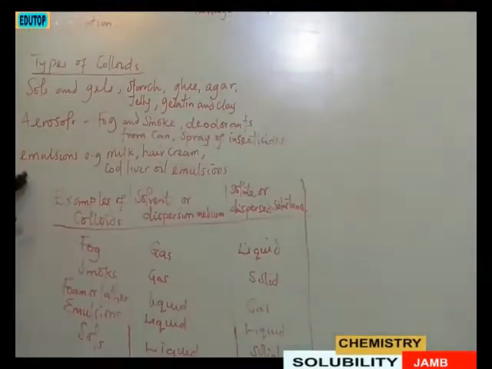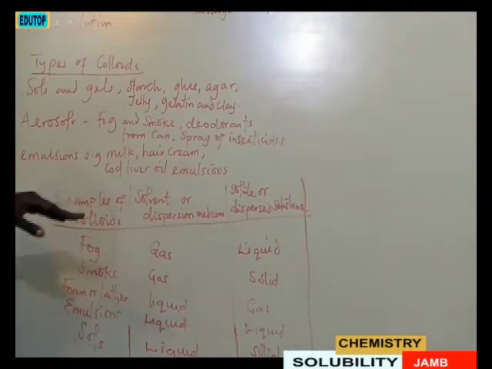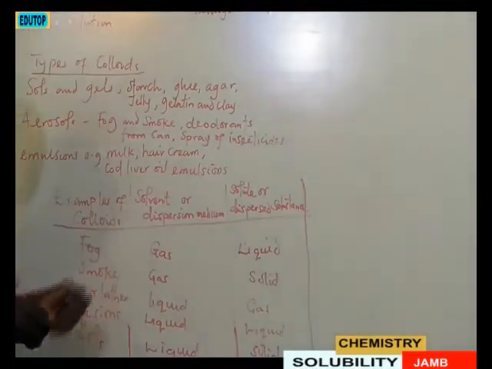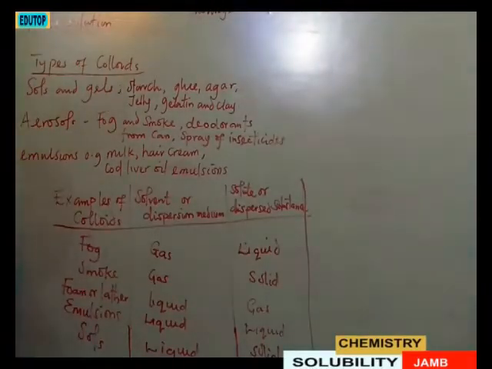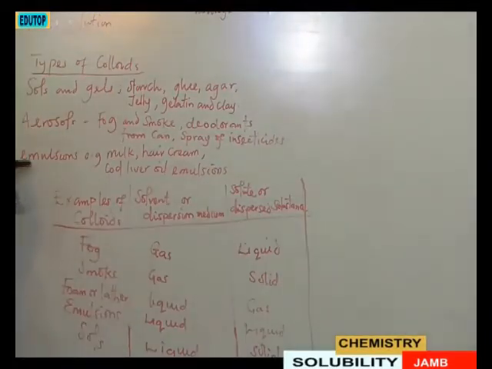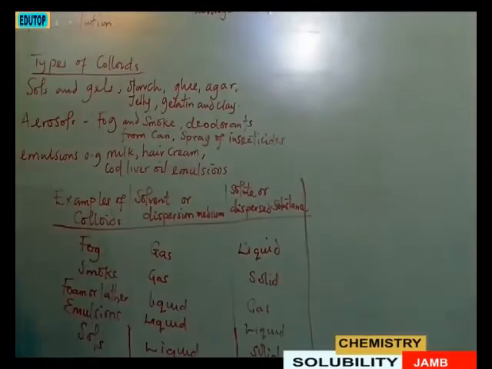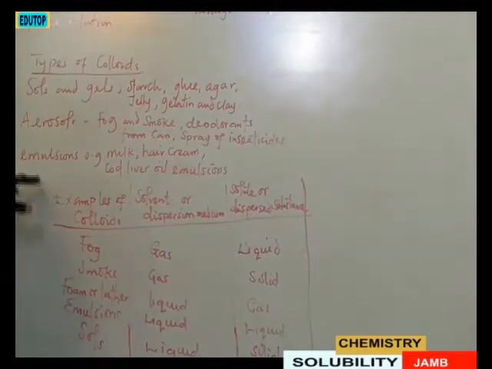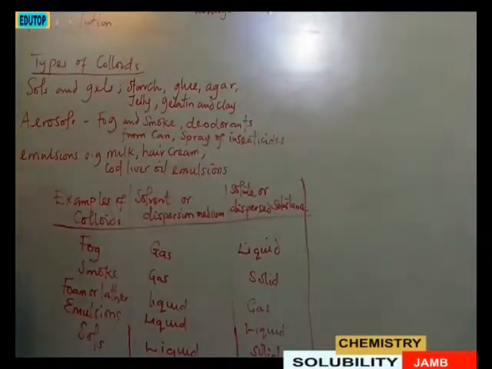Then let's talk about emulsion. In emulsion, we have liquid particles being dispersed in a liquid medium. In this situation, we have milk, hair cream, and cod liver oil emulsion. And it should be noted that the cleaning or cleansing action of soap and detergent is their ability to form what? Emulsion. The ability to form emulsion.